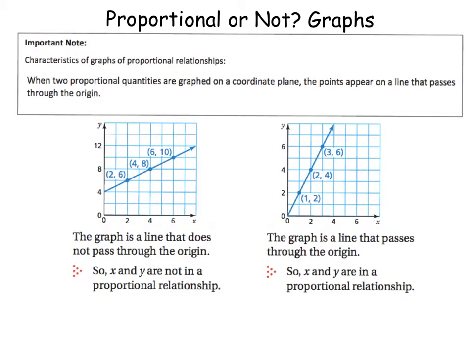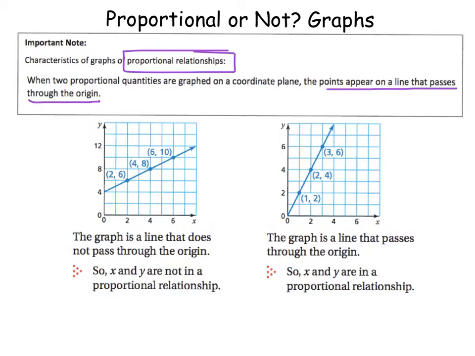And today, what we're going to focus on is, are graphs proportional or not? So we learned about tables yesterday, and today we are going to focus just on graphs. Now, by looking at graphs, you can figure out if they have a proportional relationship or not. If 2 proportional quantities are graphed on a coordinate plane, the points appear on a line that passes through the origin.